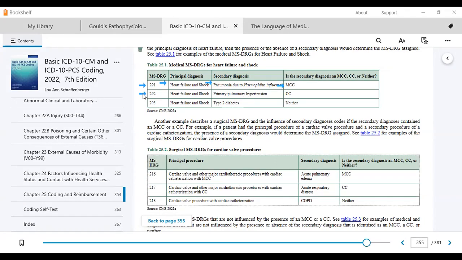MSDRG 292, heart failure and shock. The secondary diagnosis is primary pulmonary hypertension. This is the comorbidity complication. Then finally, we have heart failure and shock, MSDRG 293, and type 2 diabetes, and that's not considered a complication or an MCC, a major complication.